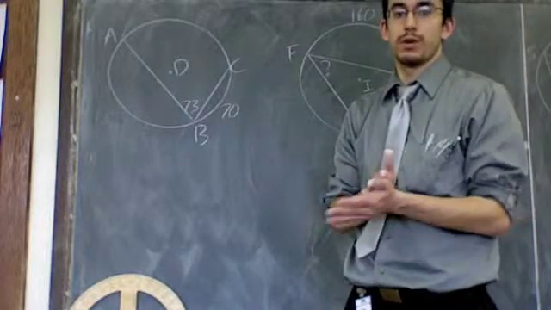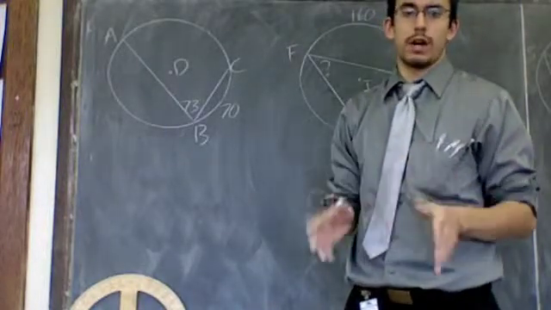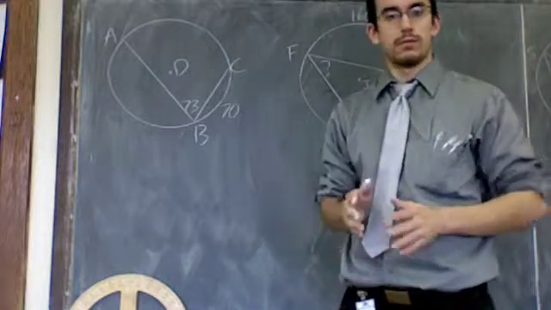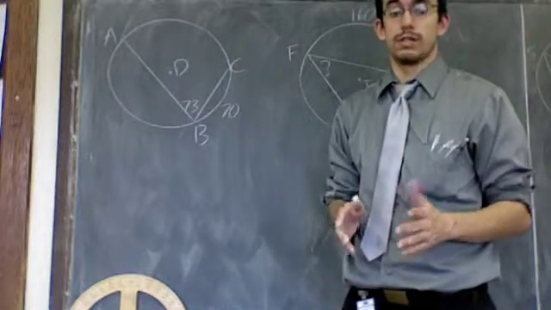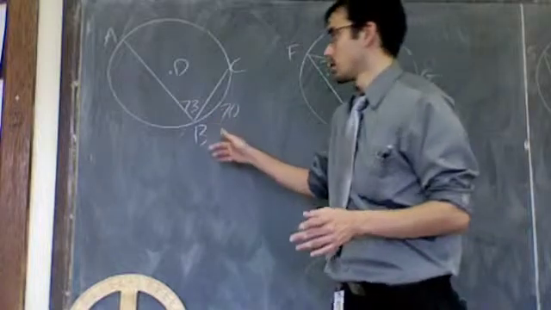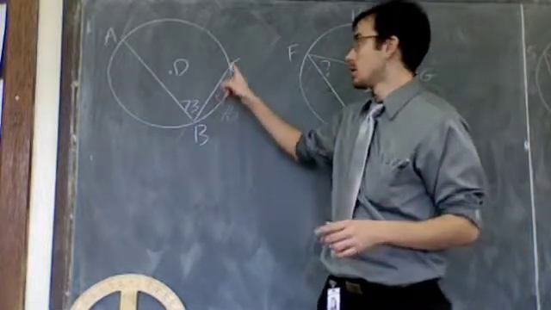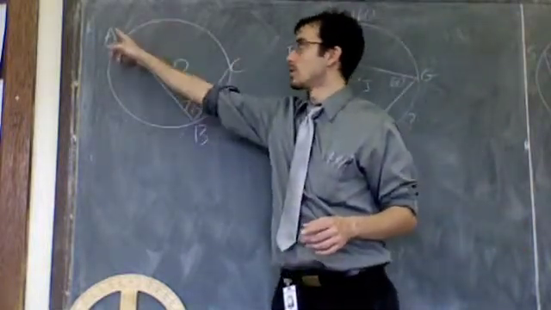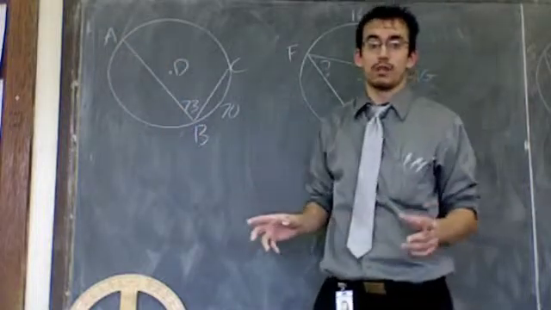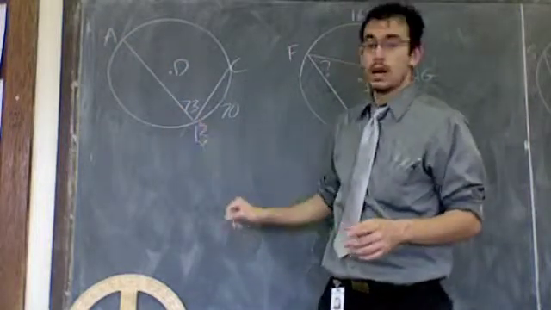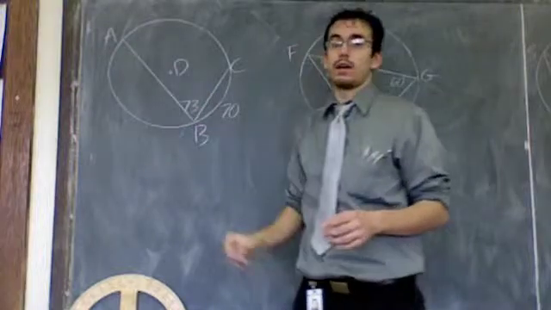Okay, what we're going to do here is look at inscribed angles. An inscribed angle is an angle in a circle where its vertex is on the circle, and so are the two endpoints. If you look at this circle, you've got one inscribed angle in it: angle CBA, or you can call it ABC. Its vertex is B, and the two endpoints are C and A.